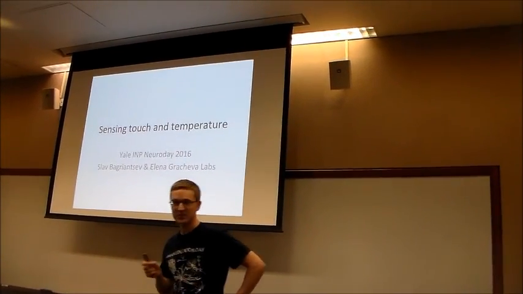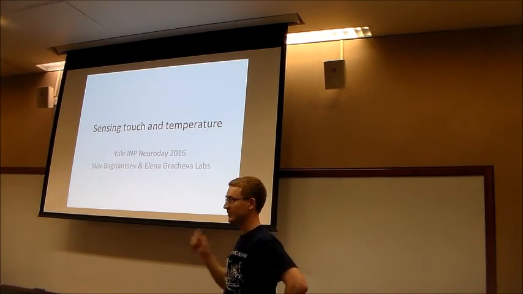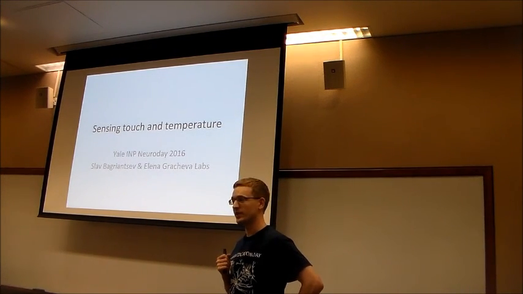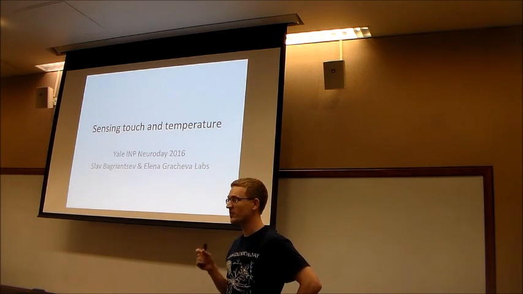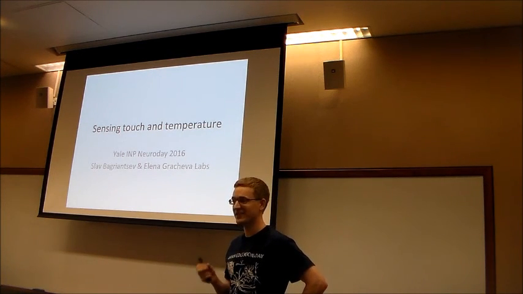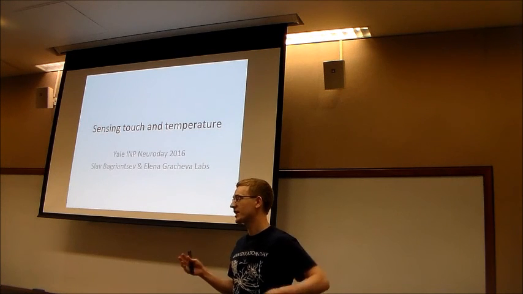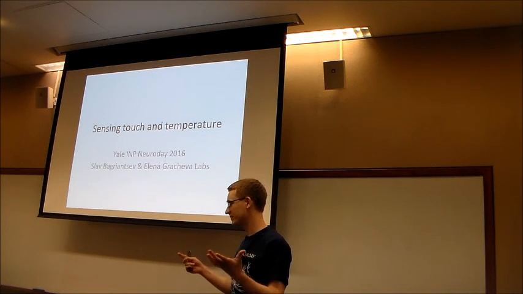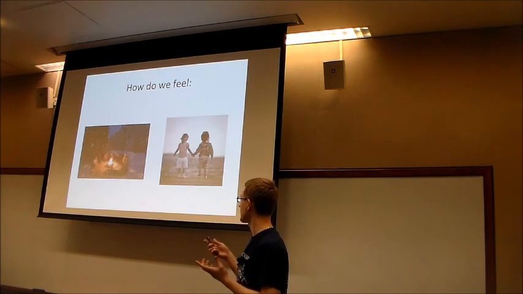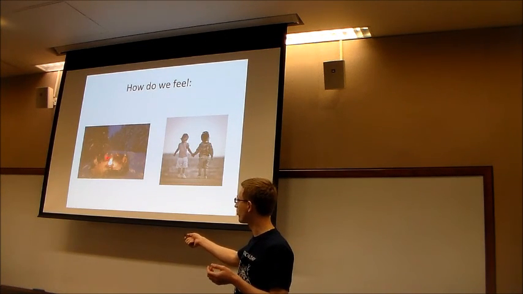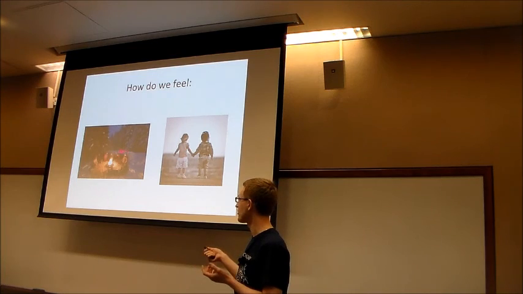So we talked about the anatomy of the brain, and now I will tell you a little bit about what we do in our lab. Humans can do many remarkable things, and one of the things that we find very remarkable is that we can sense the outside world by our sense of touch. For example, we can feel warmth from a fire or cold from the snow.